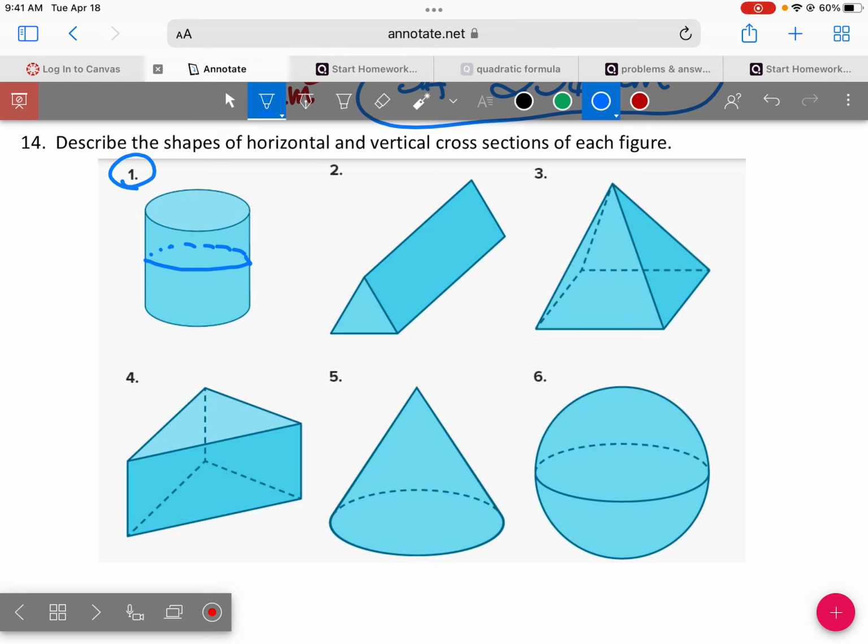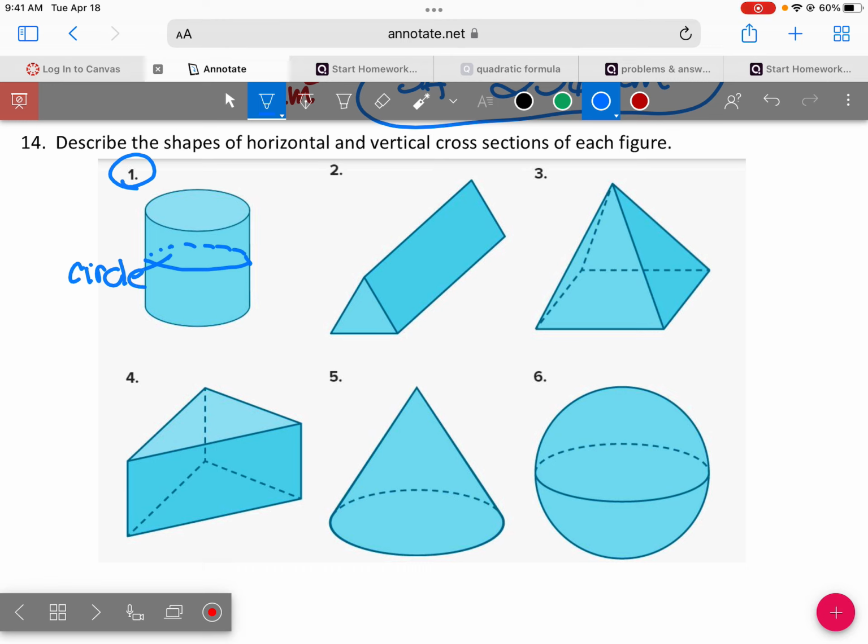A sphere. Well, the whole thing is a cylinder, but I just want a thin slice. Oh, a circle. Yeah, it's going to be a circle, right? And think about it. It's a circle on the end, so if I do a horizontal cut, it's still going to be a circle, okay? So here, it's going to be a circle.